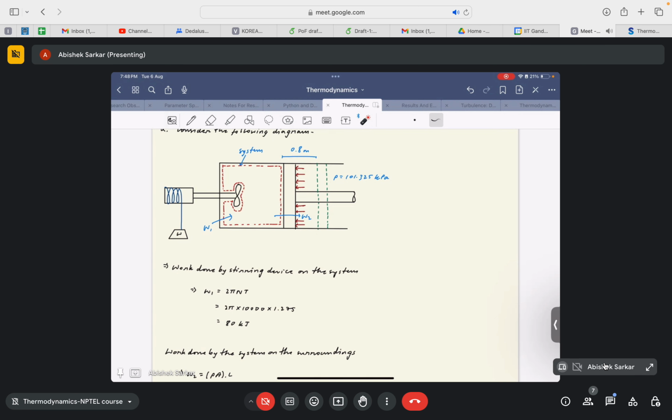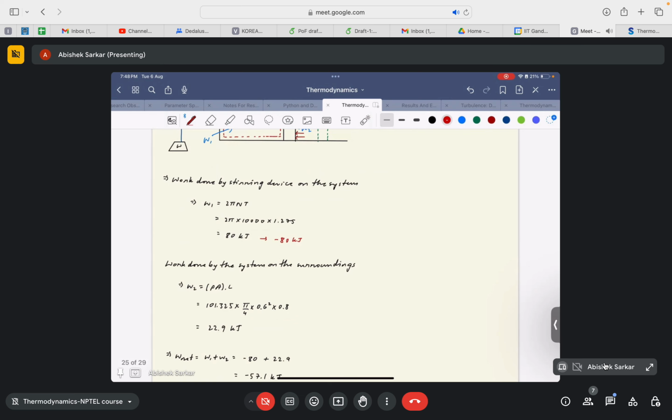Since the work is done by the shaft, yes, thank you. It's good that you understood. See, since the work is done by the shaft on the system, the work done by the shaft would be negative with respect to the system that is given by this red dotted line, right? So 2 pi n into T would be 2 pi into 10,000 into 1.275 Newton meter. All are in SI units. Once you do the calculation, you get that the work done by the shaft on the system is, specifically, minus 80 kilojoule.